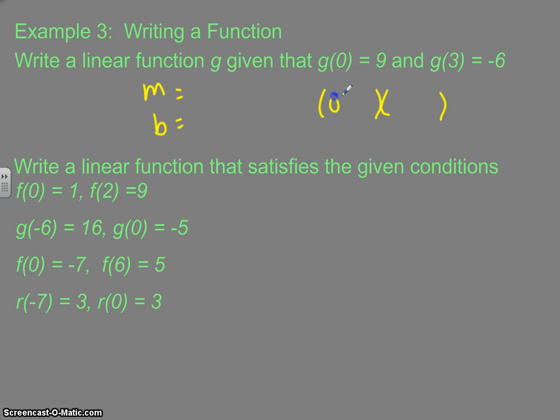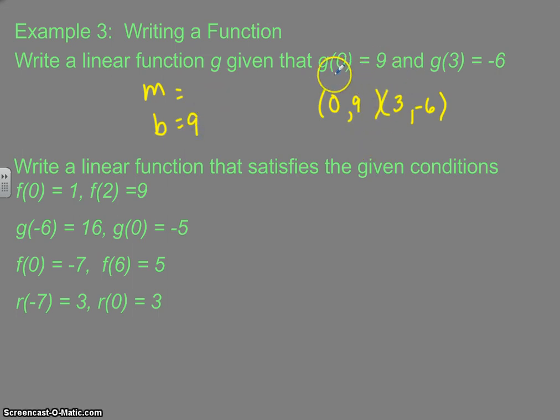So x is 0, y is 9, x is 3, y is negative 6. Okay? So we have 2 points here. Now all we need is the slope and the y-intercept. Well, the y-intercept is right here where x is 0, y is 9.